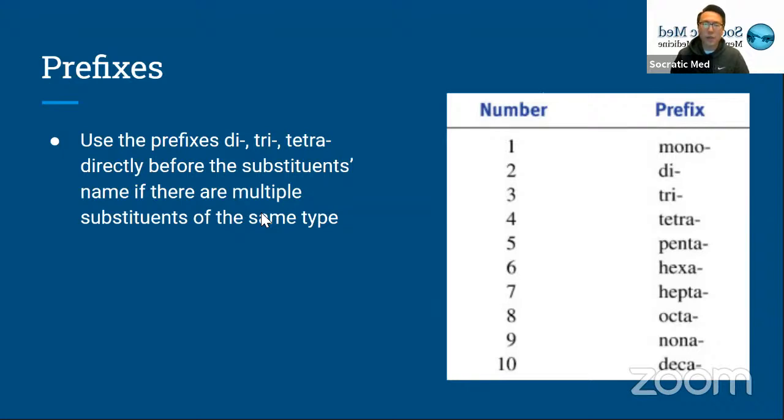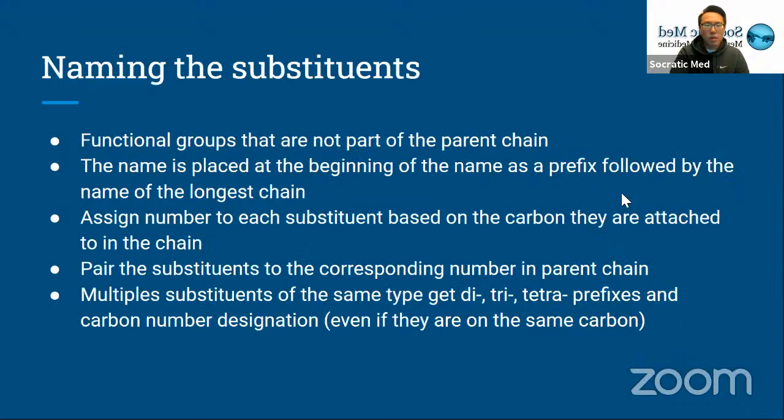So you add that in front of the substituent's name. When there are 2, you use di, 3 tri, and 4 tetra, and so on. So 5 penta, 6 hexa. This is whenever you have multiple substituents of the same type. So if you have 2 of the same alcohol, you can use dihydroxy or trihydroxy if there's 3.